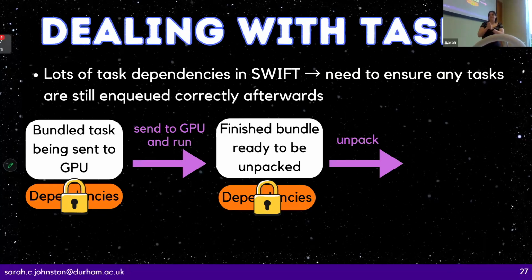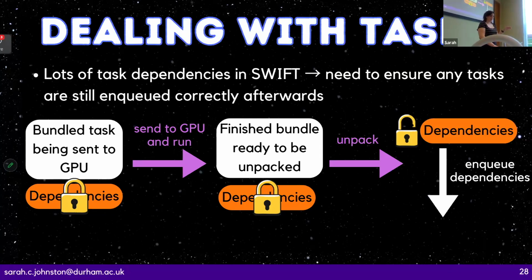We then have all our bundled tasks. We send them off to the GPU. We do the run on the GPU and they come back. And when they come back, all their dependencies are still locked. We're going to keep them absolutely under lock and key so that we can't just carry on through our simulation without checking it. We then unpack the tasks one by one, and here we handle the tasks and their relevant dependencies on a case-by-case basis.